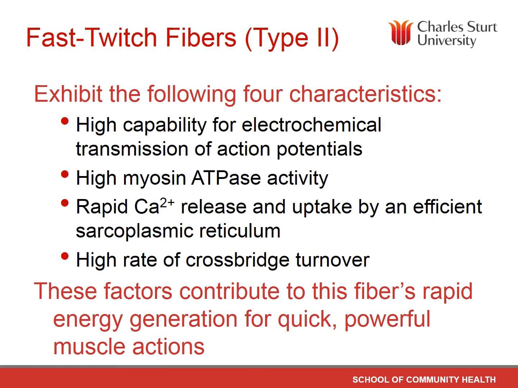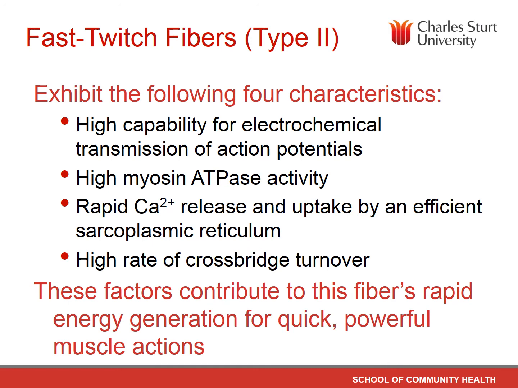Okay, so we'll just summarize each of these muscle fiber types. Fast twitch fibers we can call type 2 collectively. So they were 2A, 2X, and 2B. They exhibit the following four characteristics. They have a high capacity for electrochemical transmission of action potentials. So the action potentials are traveling at a high rate along the sarcolemma. They have a high myosin ATPase activity.